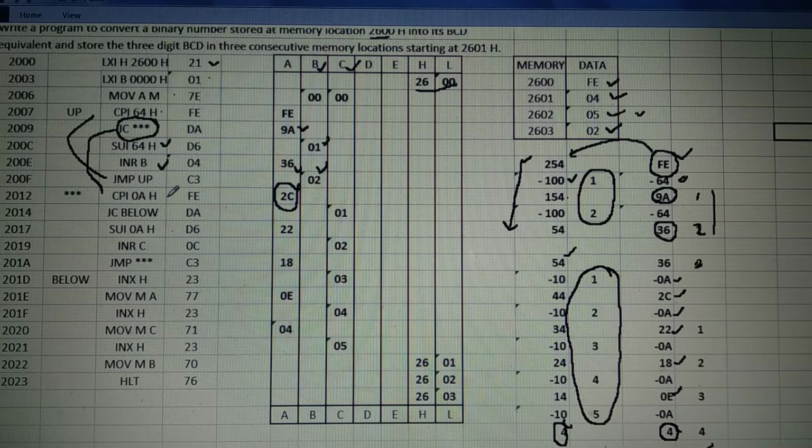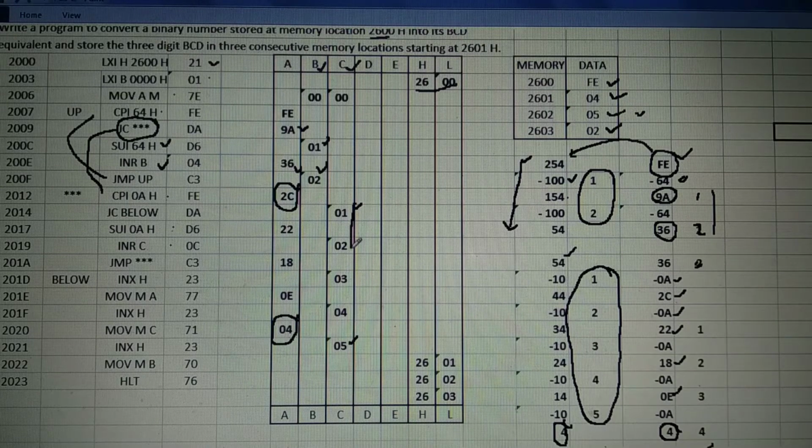Compare with A. If it is greater, then subtract and increment C. If it is greater, subtract and increment C. This part you have to perform 5 times. When you perform this part repeatedly 5 times, you will get the answer 04, which is less than A.